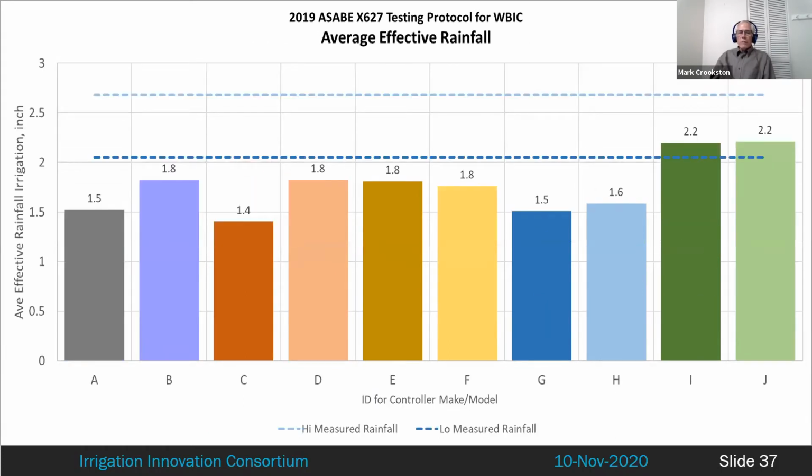So this graph of effective rainfall presents the average across all zones of each controller make and model. The 2 horizontal dashed lines are the highest measured rainfall of the 3 weather stations and the lowest measured rainfall of the 3 weather stations that we used. Controllers B, D, E, and F performed well. And that's kind of amazing. I believe that they averaged close to 80% effective rain.